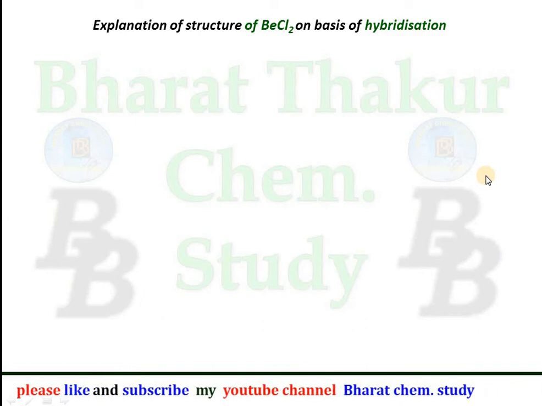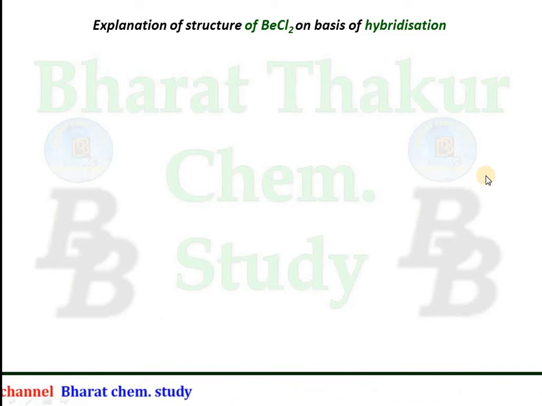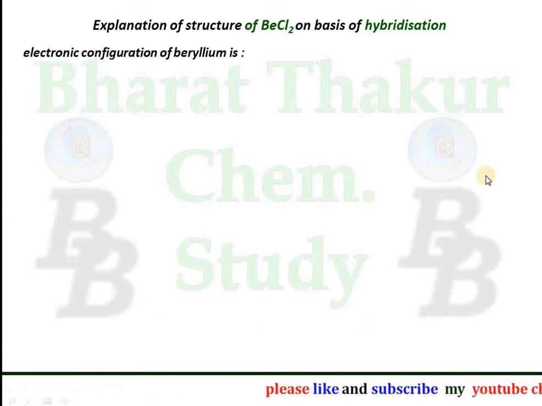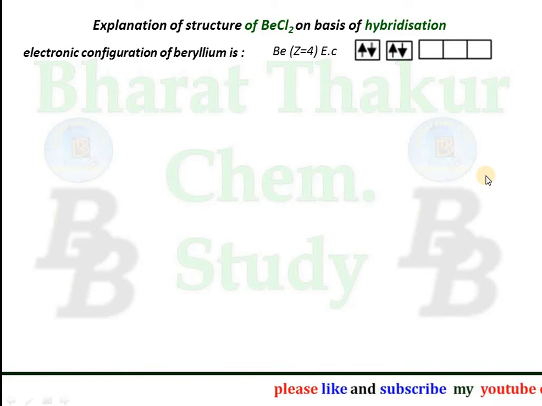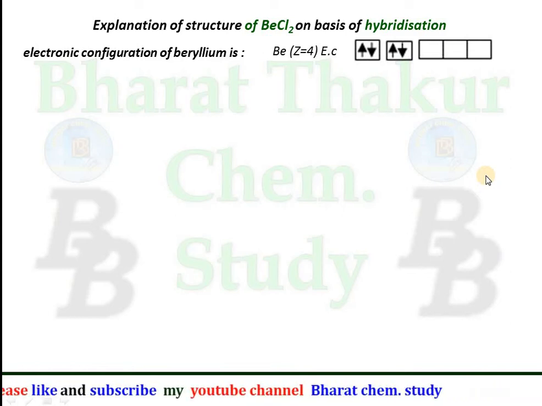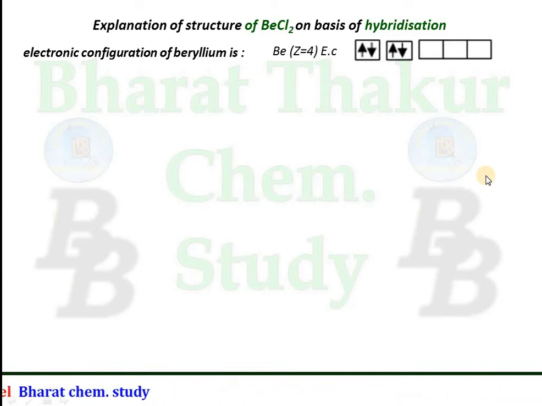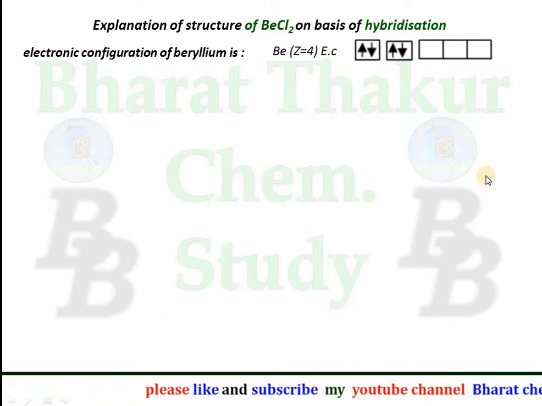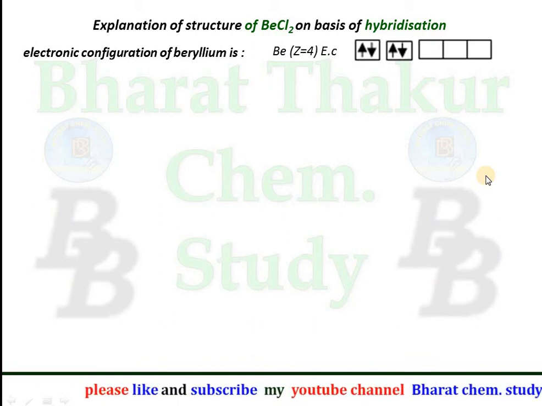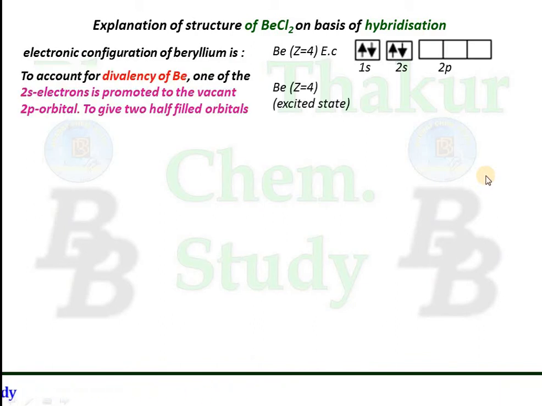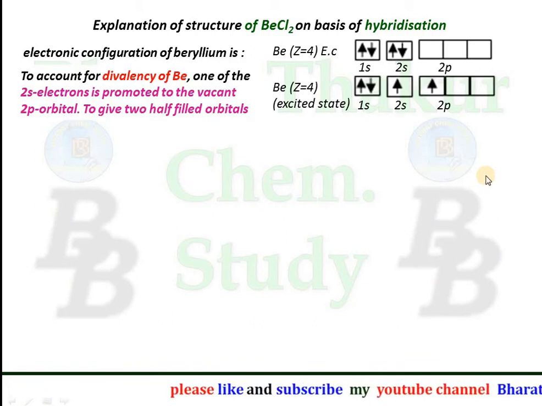Now let's write the explanation of the structure of BeCl2 on the basis of hybridization. First of all we write the ground state electronic configuration of beryllium, which is 1s2, 2s2, and the 2p orbital is empty. It is clear from the formula of BeCl2 that it is going to form 2 bonds. That means it must contain 2 half-filled orbitals. So beryllium will promote one of its 2s electrons to the empty 2p orbital, so that it will get 2 half-filled orbitals to form 2 bonds.